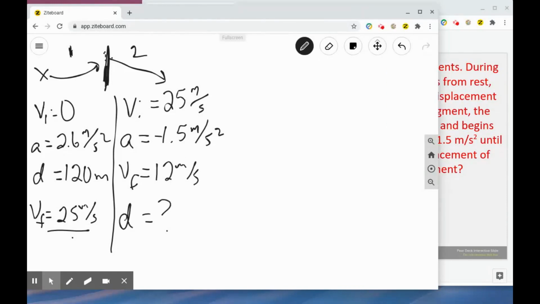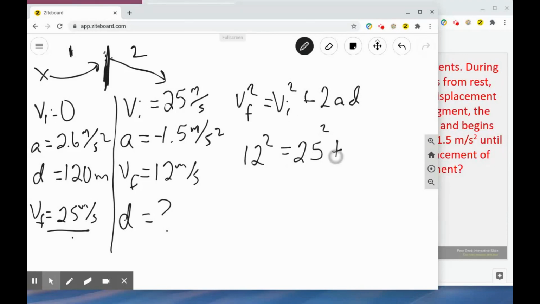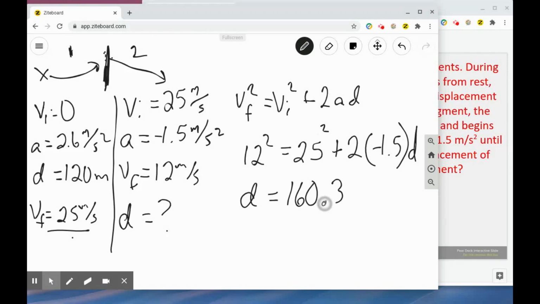So again, we'll take that VF squared equals VI squared plus 2AD. So VF this time is 12, so that's squared, equals VI is 25 squared plus 2A, A was negative 1.5, and here we're looking for the D. So when we solve this out, D ends up being 160.3 meters.